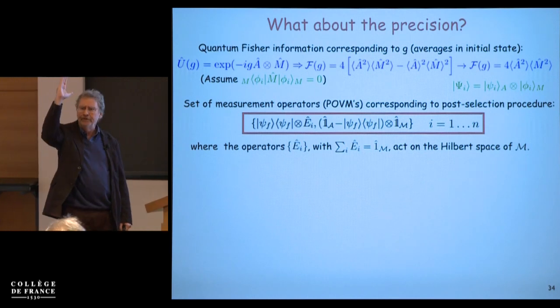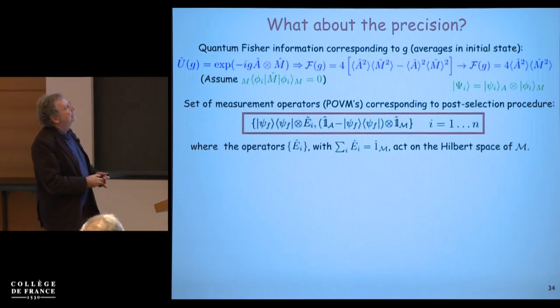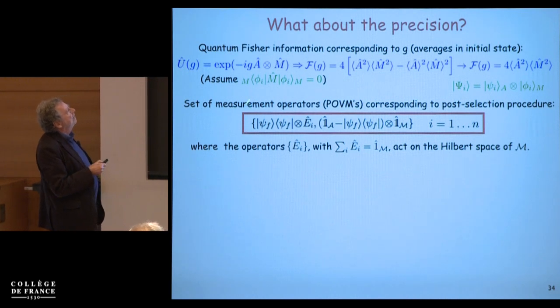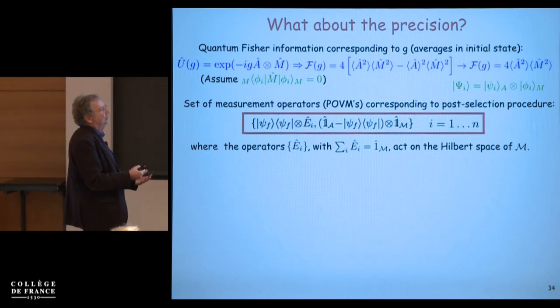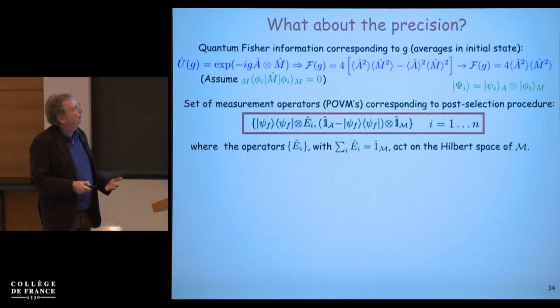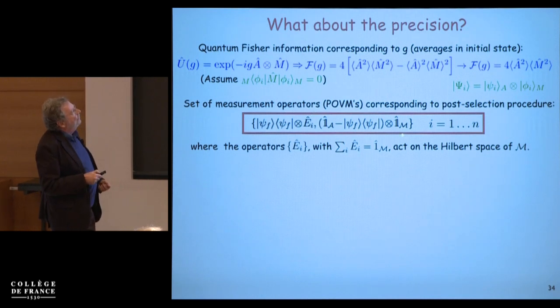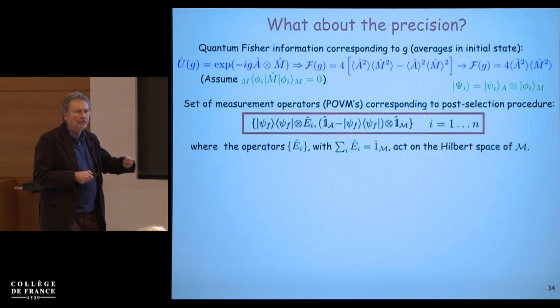So it's a balanced meter, okay? So that's the quantum Fisher information. And now I have to have a set of operators that translate this post-selection procedure. And the operators are these. What this is telling me is the following. If I find the system in this post-selected state, then I must measure the pointer using this complete set of operators here, which are in general POVMs.